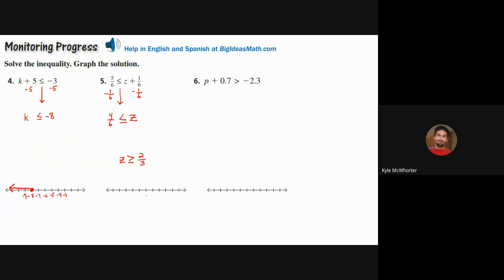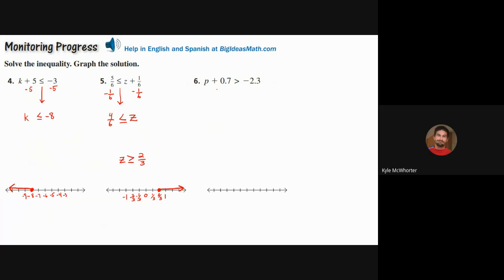Okay, so let's see. If this, let's say 0 is here, and we can say that's 1/3, 2/3, 3/3 would be 1. So then -1/3, -2/3, -1. Z is greater than or equal to +2/3. So solid circle at +2/3. Arrow going to the right where numbers are greater.